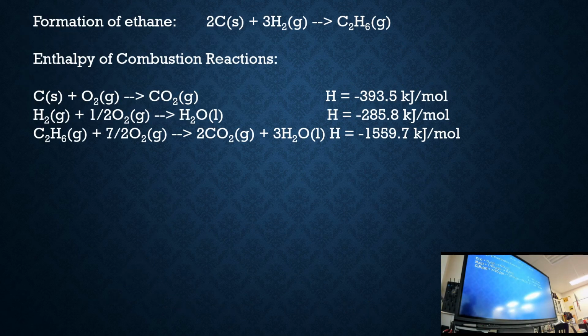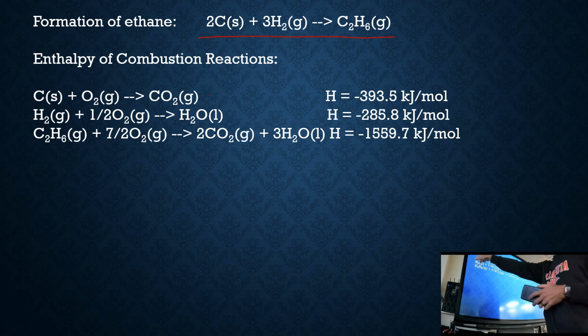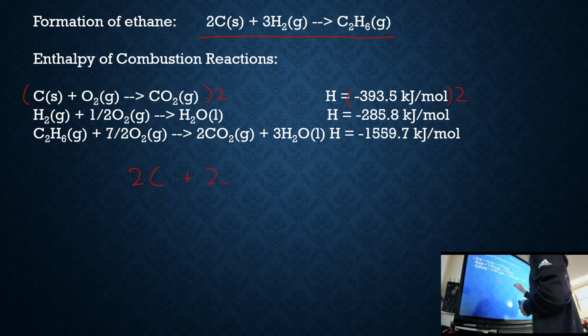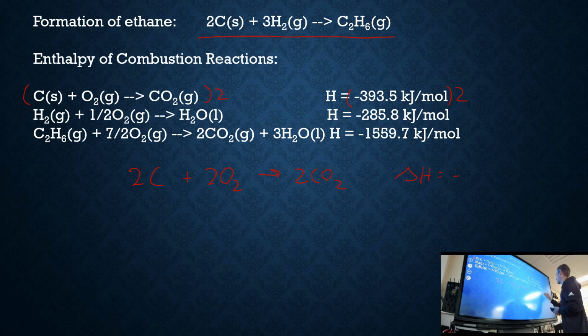All right, let's try this one out. We want the formation of C2H6. So that's what we're trying to find. We have 3 different reactions to use, and we're going to start with carbon. It's a reactant, and here carbon is a reactant. The first reaction is only 1 carbon, therefore we need to multiply this first reaction by 2 to get 2 carbons. So 2C plus 2O2 makes 2CO2, and delta H remains negative, but multiplied by 2.